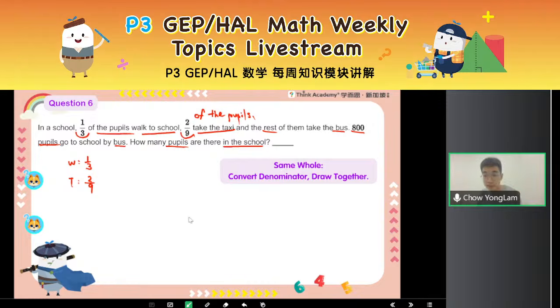So what denominator will you choose? 3 and 9. Can 3 times something to become 9? Or should I multiply both of them together? What denominator should I choose? Any ideas? Yes, it's the same total. But what denominator should I choose? 3 and 9. I need to choose a common multiple, right?